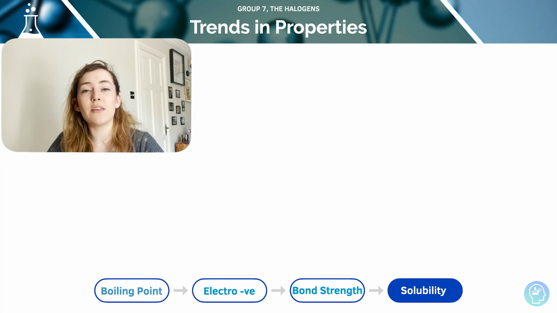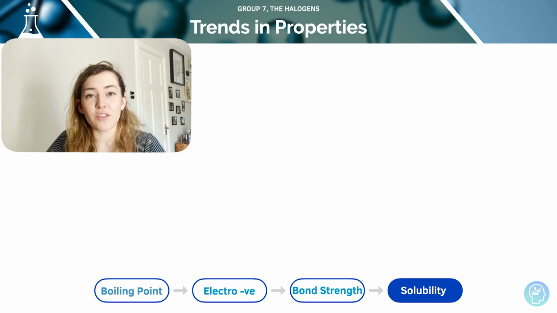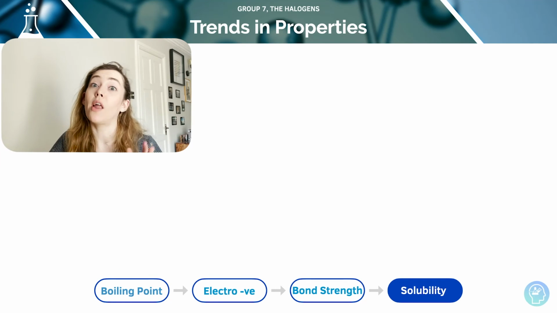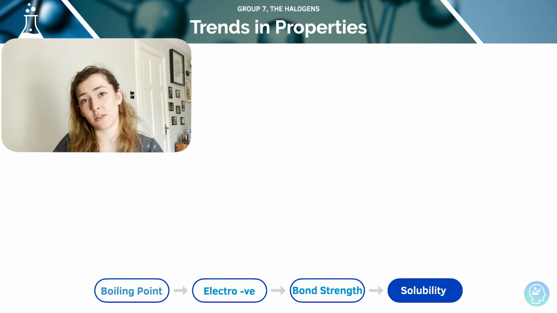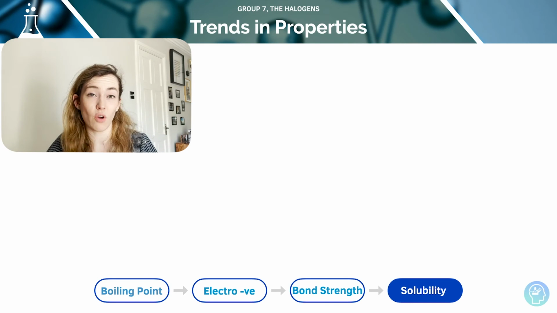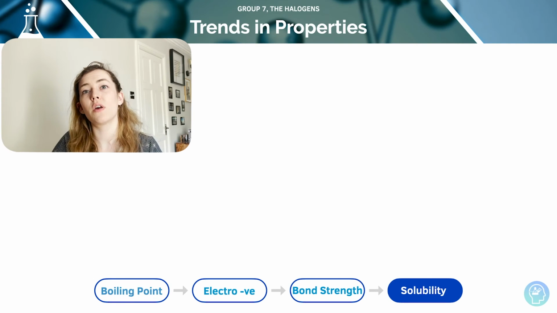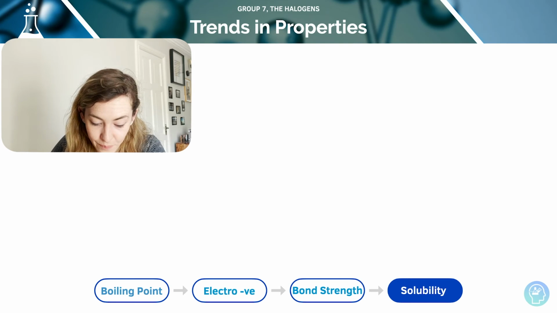Halogens are poorly soluble in water, so they're unlikely to dissolve, and they dissolve pretty well in organic solvents. So water is polar, like dissolves like. So water likes to dissolve polar compounds, but halogens are non-polar. That's why they don't dissolve very well. Organic solvents are non-polar, and halogens are non-polar, like dissolves like, so they much more readily dissolve.